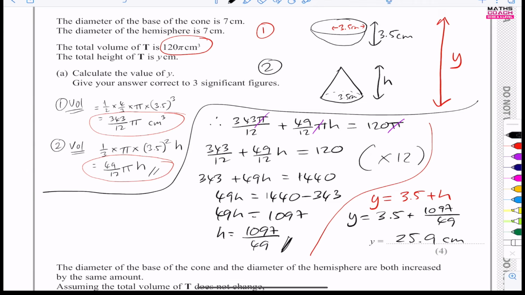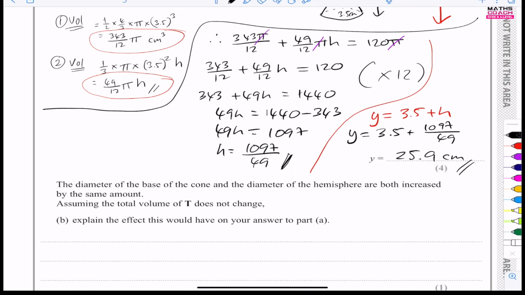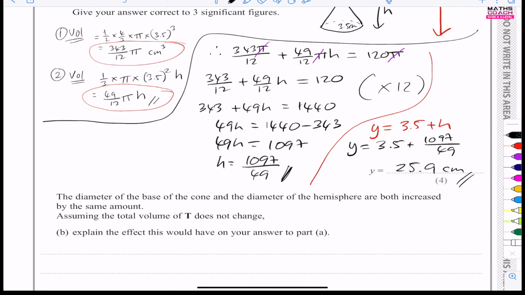So 25.9 centimeters. Now the question goes on to say the diameter of the base of the cone and the diameter of the hemisphere are both increased by the same amount. Assuming that the total volume of T does not change, explain the effect this would have on your answer to part A. Right, so what's going on here?